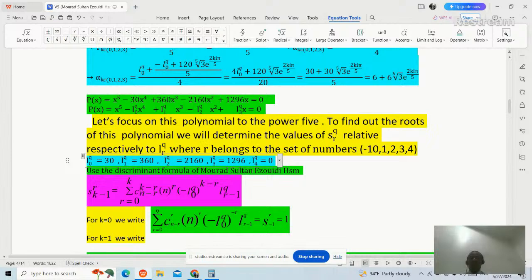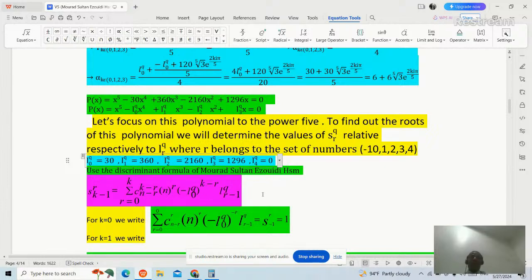It is a new method for solving polynomials to the power 4, 5, 6, 7, and so on. We'll come to 8, 9, 10. I have already prepared some books, but now I'm concentrating on 4, 5, and 6. The books are ready for this. An example may take at least 1 hour to explain. It's a very important method, the discriminant formula of Mourad Sultan Ezouidi.